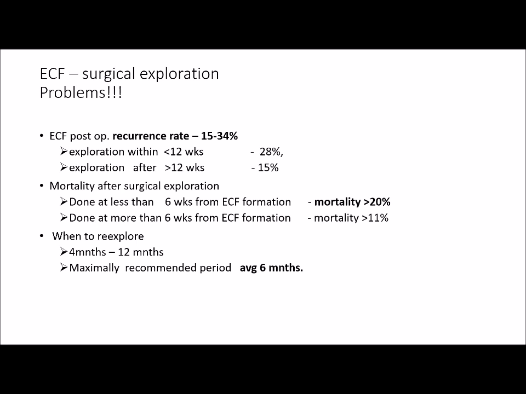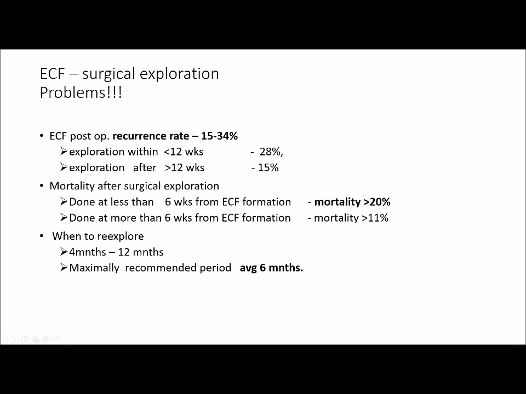Okay? Now, I have waited long enough and now I want to operate on this patient. I have to look at the time. When should I operate on this patient? The post-operative recurrence rate has to be considered. The mortality has to be considered. And then the timing is to be considered. First of all, let's look at the recurrence rate. The recurrence rate is almost 34%. That means out of 100 patients of ECF who are operated, 34% would have a recurrence. Exploration before 12 weeks, 3 months, 28%. You wait for more than 3 months, 15%. That means the longer you wait, the better it is.